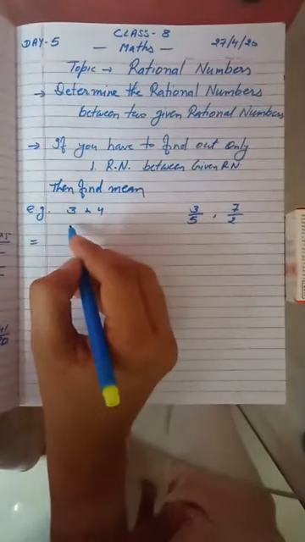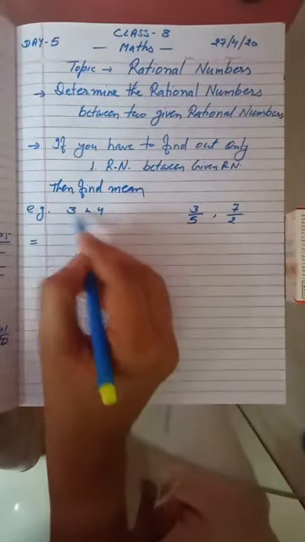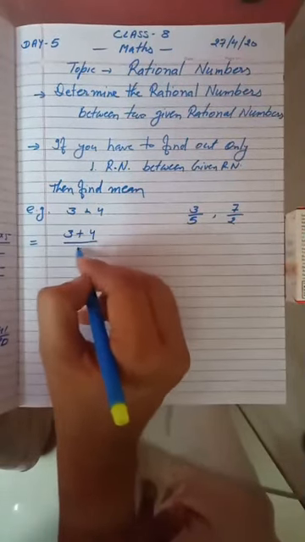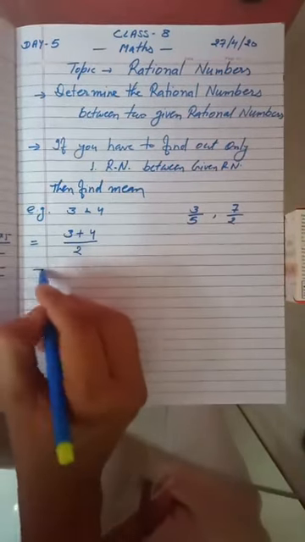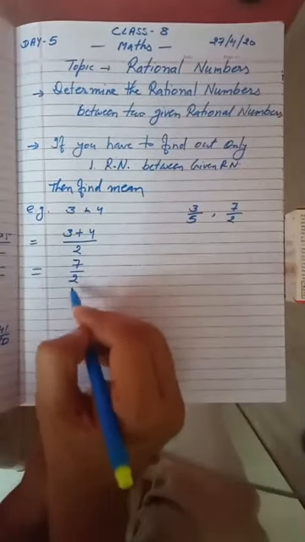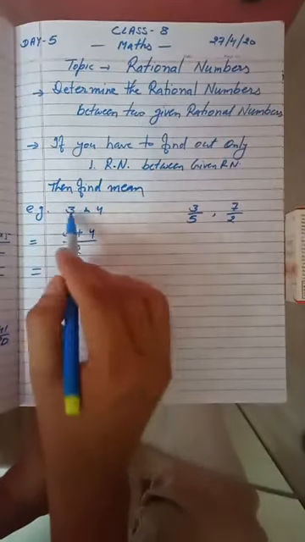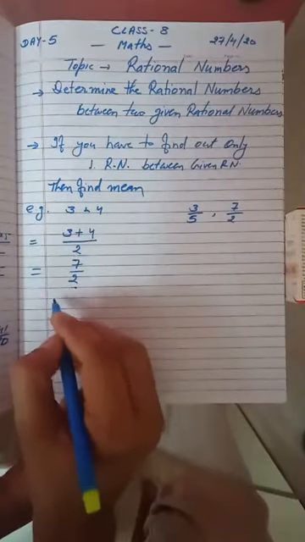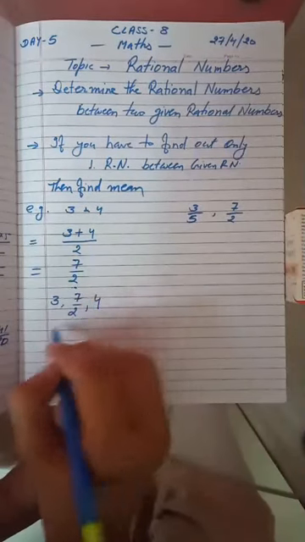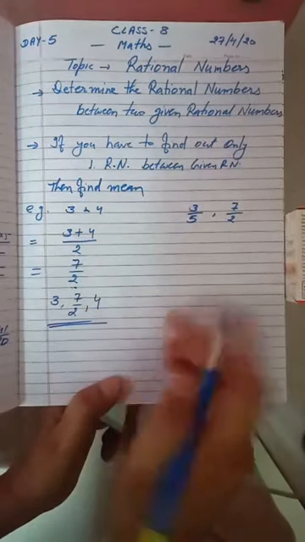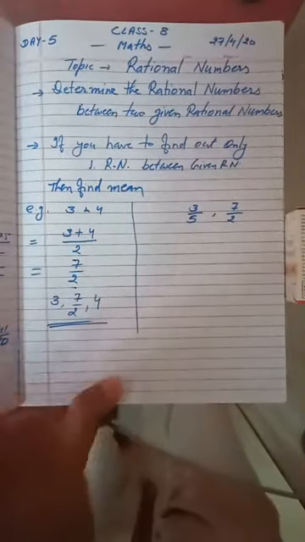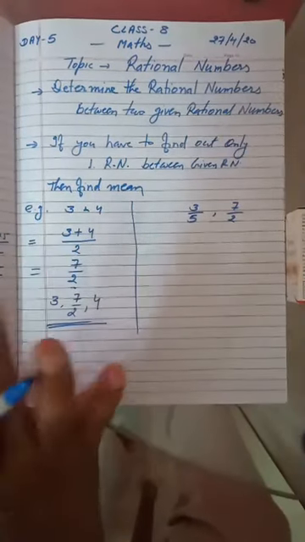Okay, so what do we have to do? We have to find the mean of these numbers. That is, mean means 3 plus 4 divided by 2. 3 plus 4 equals 7, divided by 2. So 7 by 2 is the rational number between 3 and 4. We can write it like this: 3, 7 by 2, and 4. This is the shortest method to find the mean whenever you have to find only one rational number between two given numbers.